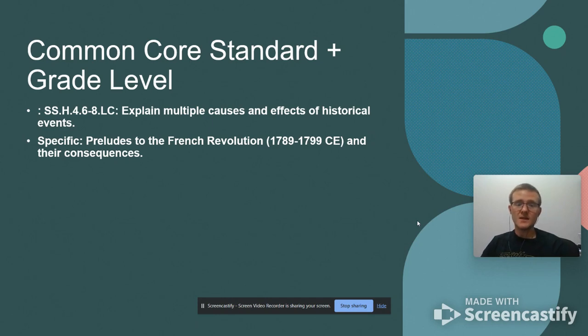And the specific assignment or timeline that I chose to address this topic would be the preludes to the French Revolution and the consequences that came afterwards. So my goal, in summary, is I want students to be able to explain the causes of the French Revolution and then the immediate effects that it had on the world around them afterwards.